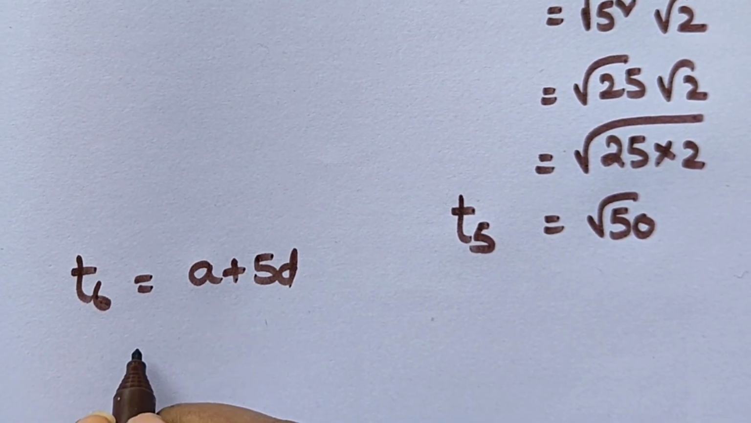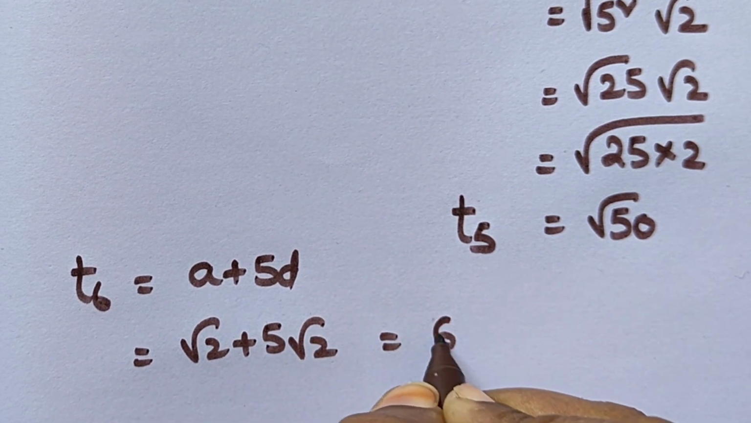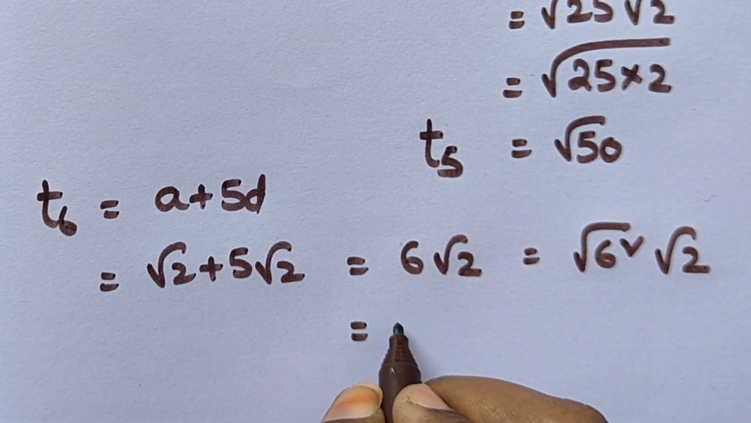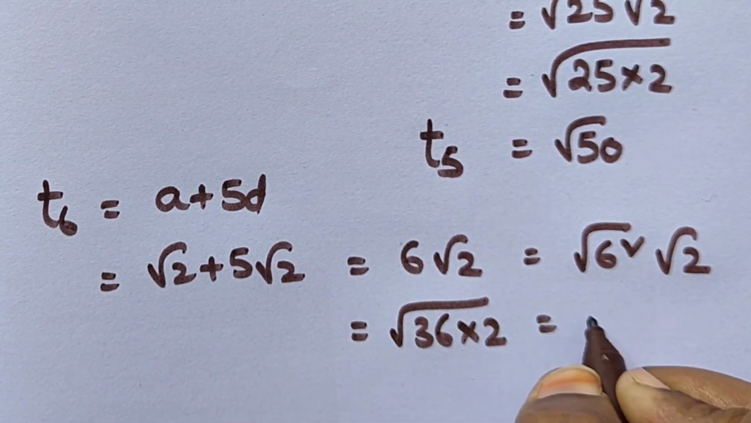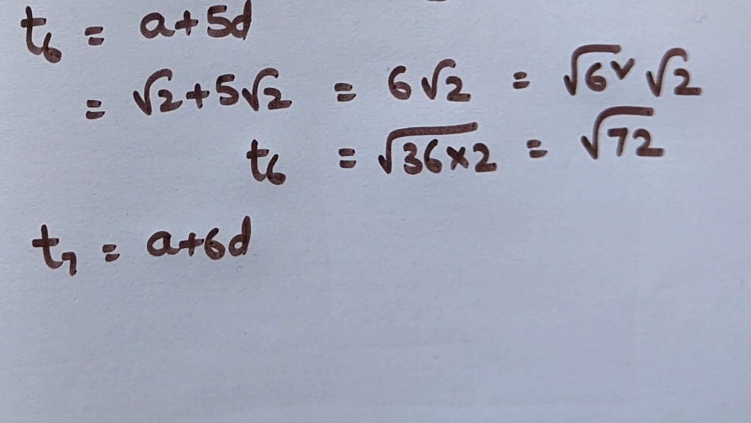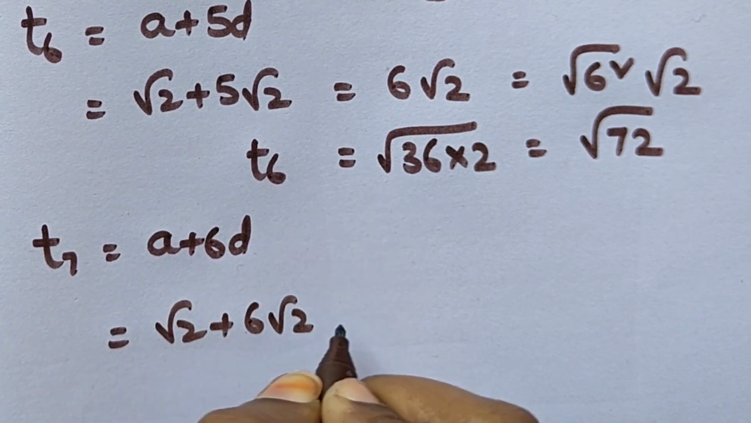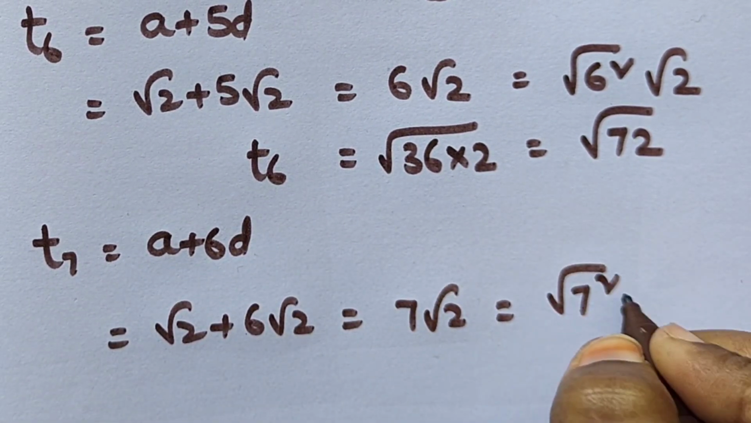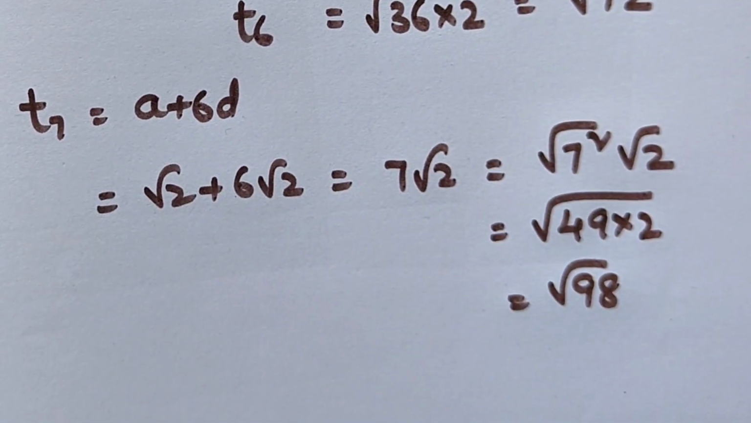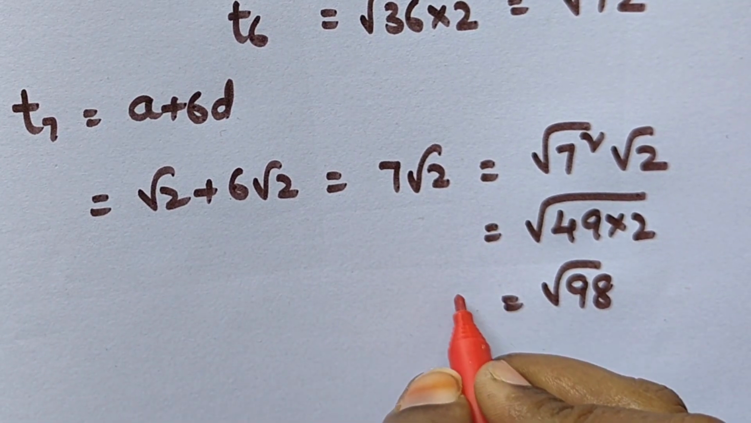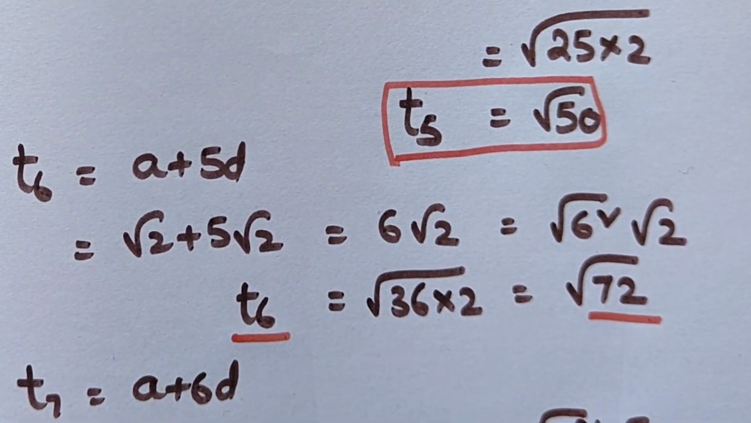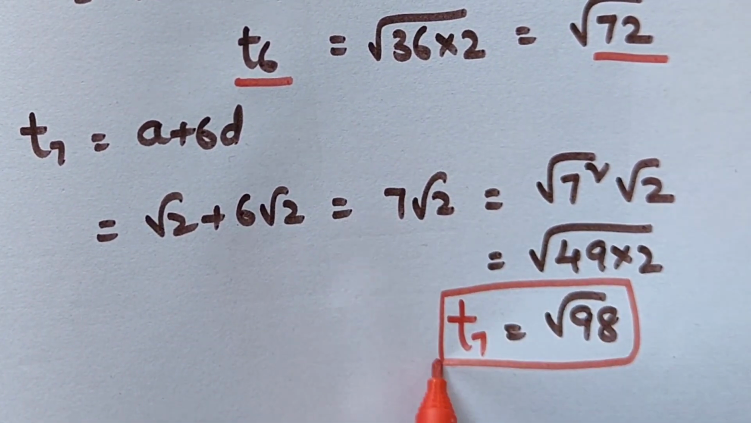Now term 6 is a plus 5d: root 2 plus 5 root 2, 6 root 2. We have to write 6 as root 6 square. If the square and root cancel, remaining 6 is there. That's why I have to write root 36 into 2, root of 72. This is the term 6 value. Term 7 is a plus 6d: root 2 plus 6 root 2, 7 root 2, 7 as root of 7 square into root 2. Finally, term 7 value is root 98. Term 5 is root 50. Term 6 is root 72. Term 7 is root 98.